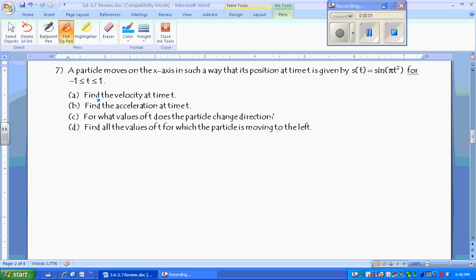So for part A, I want to find the velocity. So we're just taking the derivative. Derivative of sine is cosine of pi t squared. But then we have to multiply by the derivative of the inside, which is 2 pi t. So velocity would be 2 pi t times cosine of pi t squared.